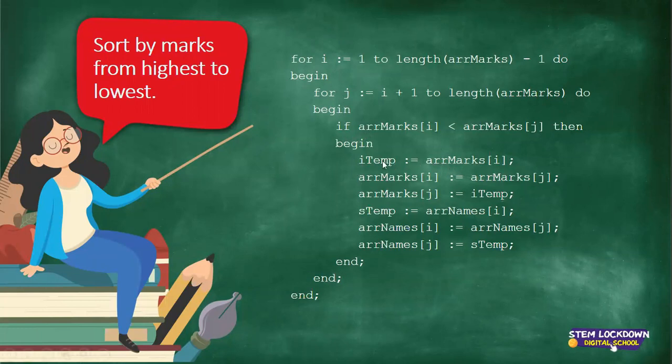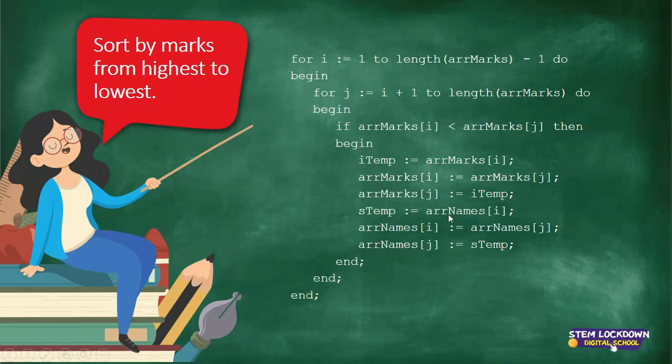So firstly, I take my element that is an R marks at position I, and I put it in itemp. Now I can overwrite R marks at I with whatever was in J. And once that is done, I can then take whatever was in I temp and place it in J. And then we repeat this for the other array. So this was for R marks. I temp would have been an integer variable.